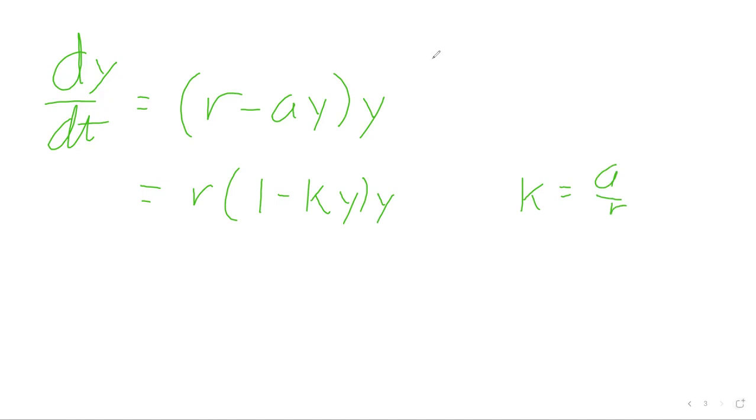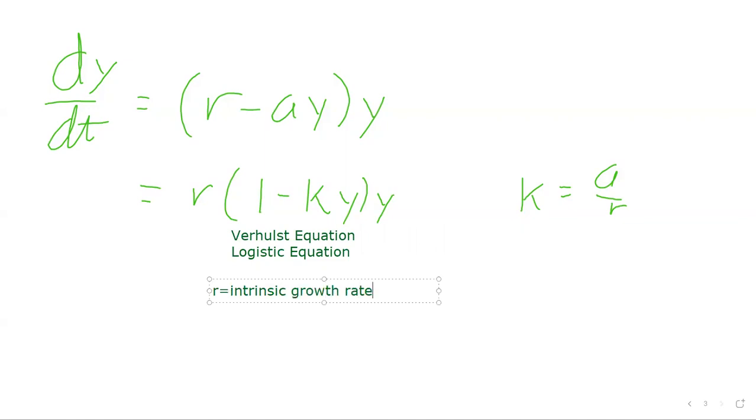Now this is known as the Verhulst equation, or the logistic equation. And r in this case is called the intrinsic growth rate. So it's a growth rate with no limiting factors to it.